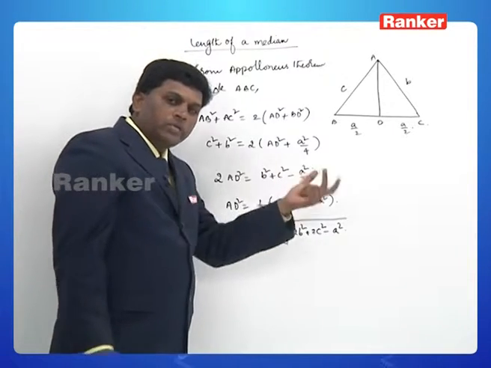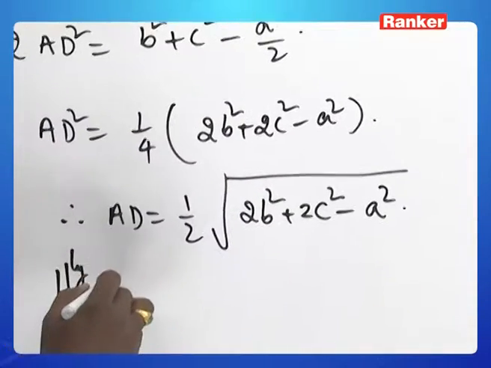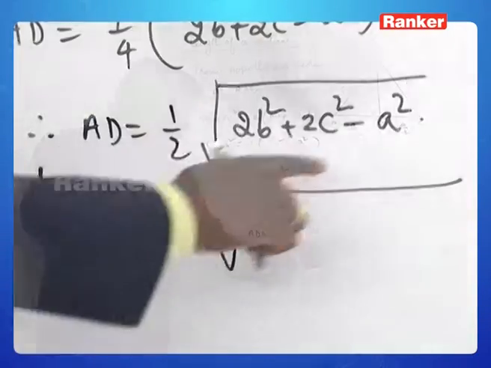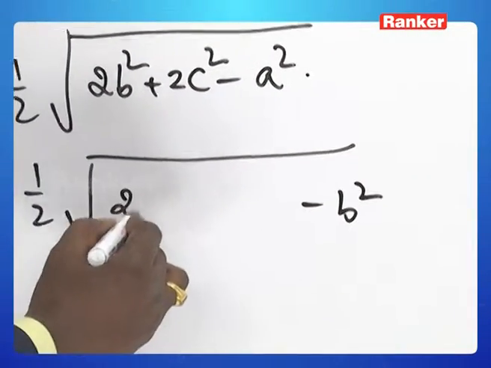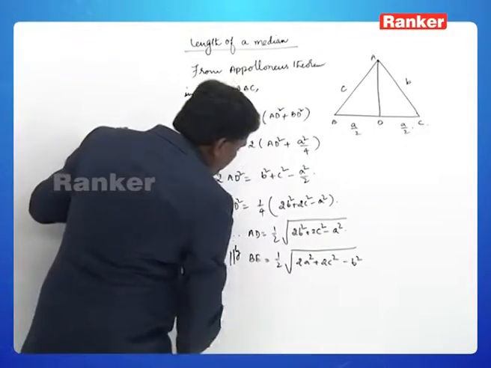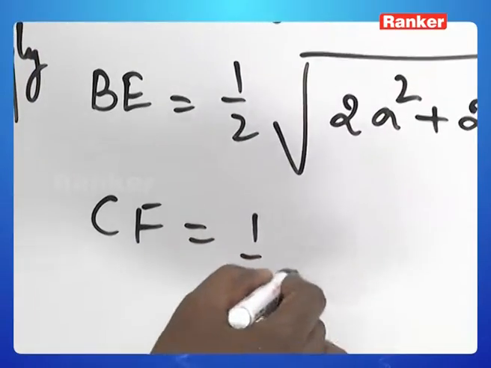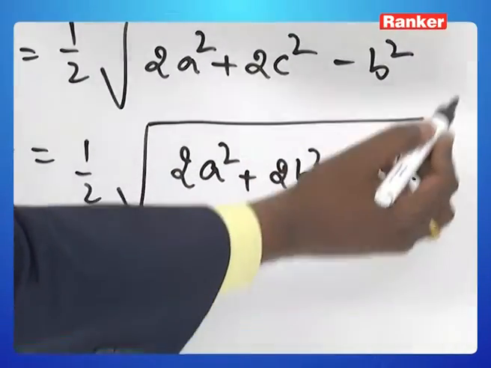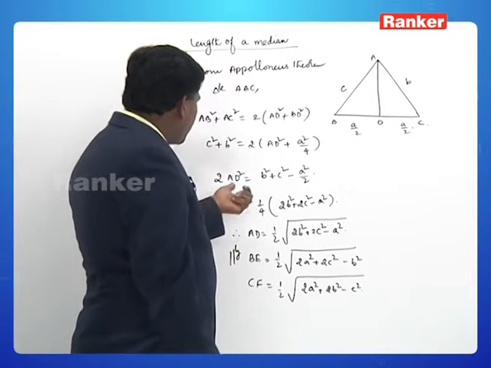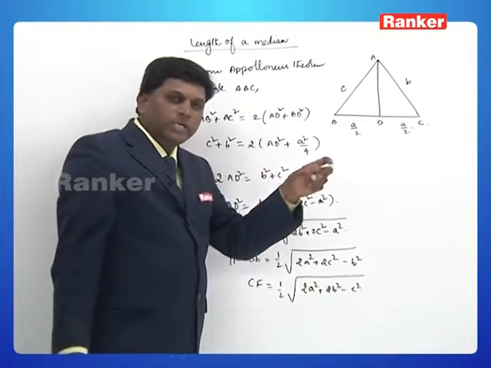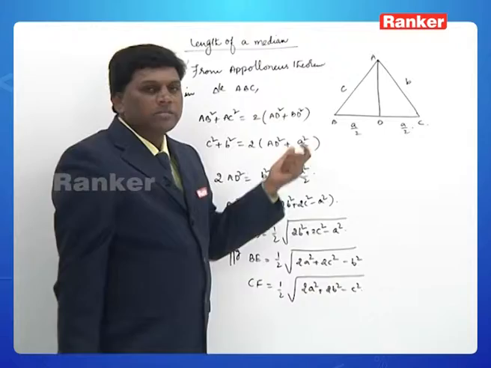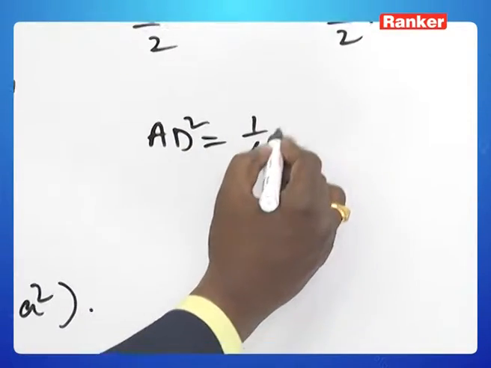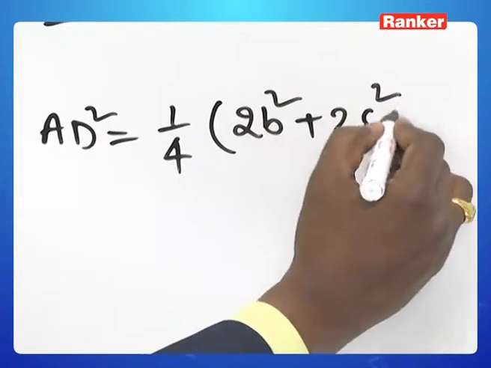In a similar way, we can write the other two medians also. Similarly, the second median BE equals half under root, with minus b square, and the remaining 2a square plus 2c square. And if you want CF, we can write it as half under root 2a square plus 2b square minus c square. Not only this, by taking these squares, we get one of the important interrelations between medians and sides of a triangle. Here, AD square equals 1/4 of 2b square plus 2c square minus a square.